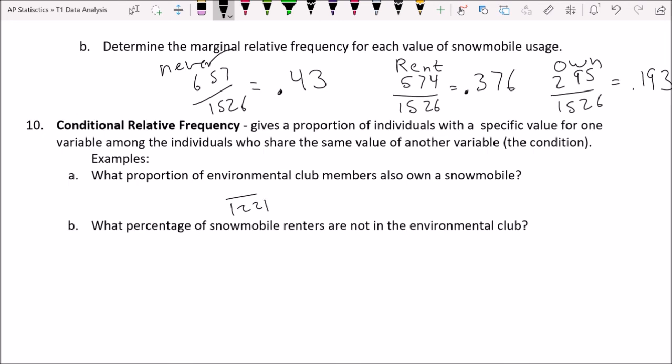Second question, what percentage of snowmobile renters? Okay, so that's a different group we're talking about. So let's go back to A. What proportion of environmental club members own a snowmobile?